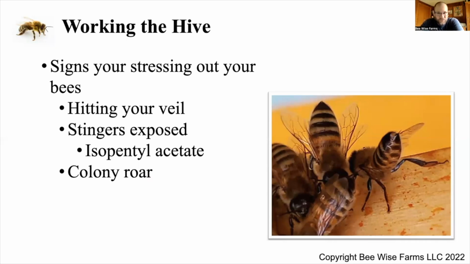If this continues, the next step is that you'll start to see bees putting their butts up in the air and exposing their stingers. They're exposing those stingers and wafting that venom, putting out an alarm pheromone. One of the key ingredients of the alarm pheromone is isopentyl acetate, which is also an active chemical in bananas. So if you smell a hint of bananas during this time, that is another indicator that your bees are stressing out.